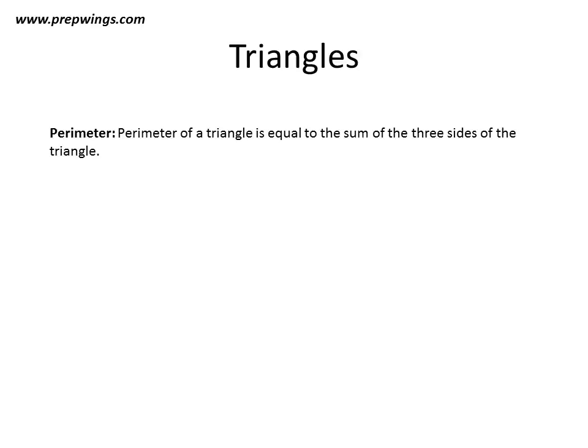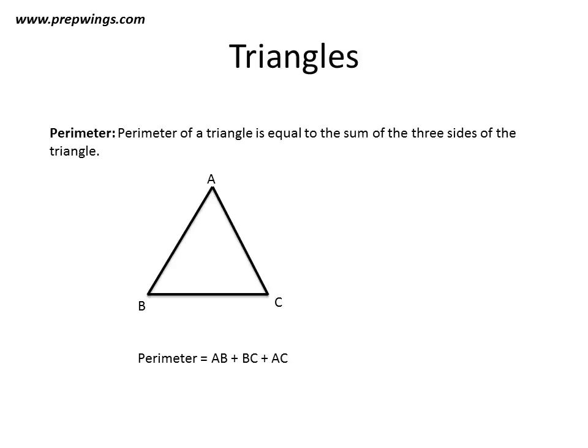Now we look at the perimeter of triangle. Perimeter of triangle is equal to the sum of the three sides of a triangle. So if triangle ABC is here, the perimeter will be equal to AB plus BC plus AC, okay, which is the sum of all the three sides.